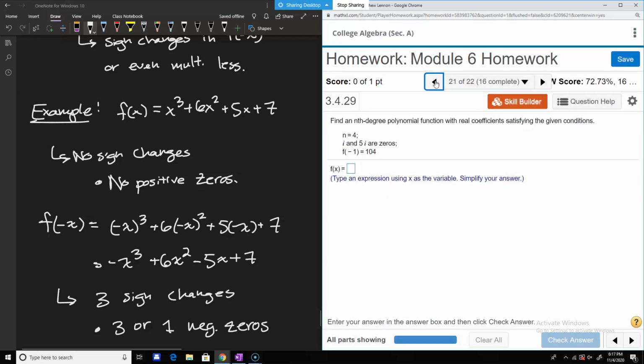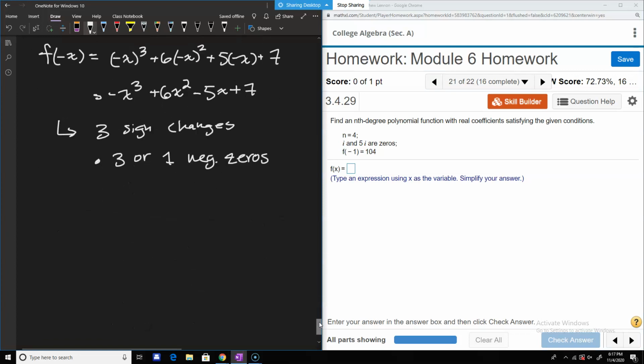All right, so that's 22. Let's go back to 21. 21, find an nth degree polynomial satisfying the conditions. So this does not deal at all with Descartes' rule of signs. So find a polynomial satisfying, and then we're done after this one.